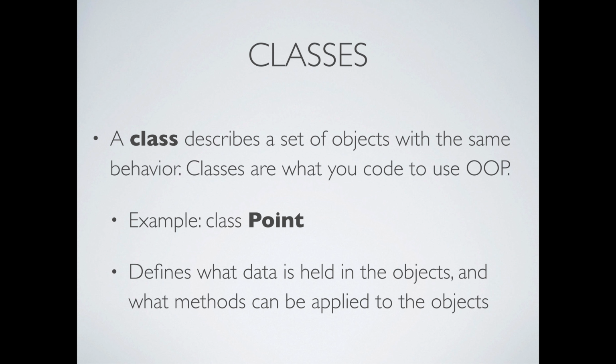Classes are a generalized category for these different objects. So classes are what you use to code object-oriented programming. When you actually code stuff with object-oriented programming, you'll be using this word class. Again, if you are interested in seeing the code for it, check out the book.